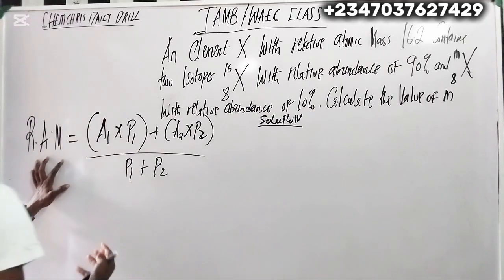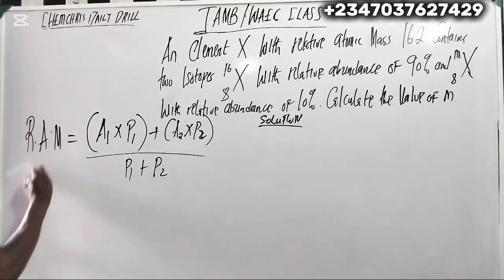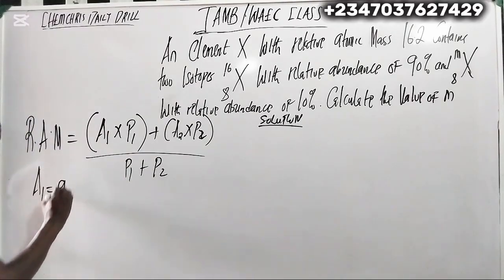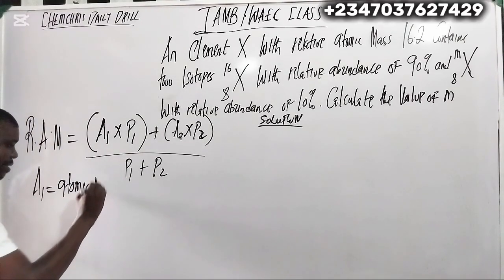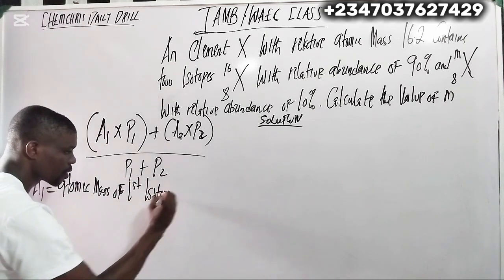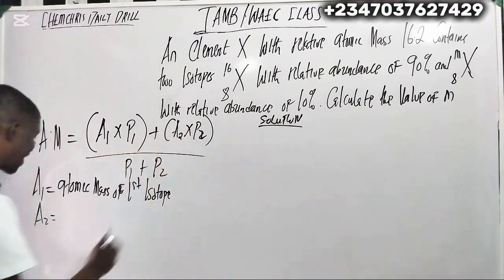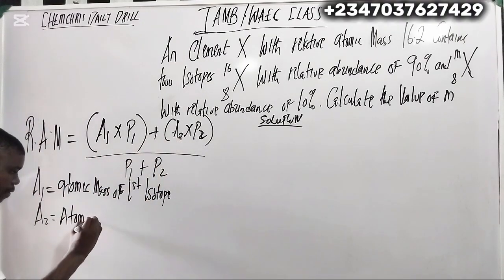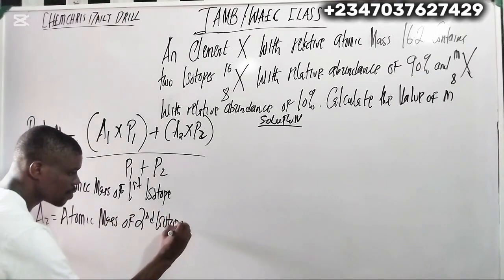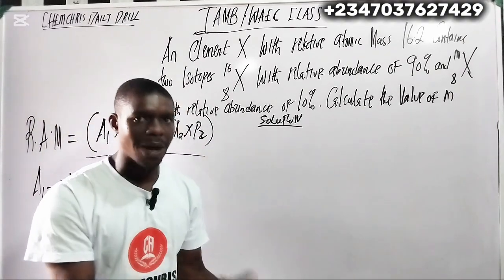RAM is the relative atomic mass of the element with the various isotopes. This A1 you are seeing here, please write it down. A1 is the atomic mass of the first isotope. A2 is the atomic mass of the second isotope. Now you have P1. P1 means the percentage abundance of the first isotope, and P2 the second isotope.